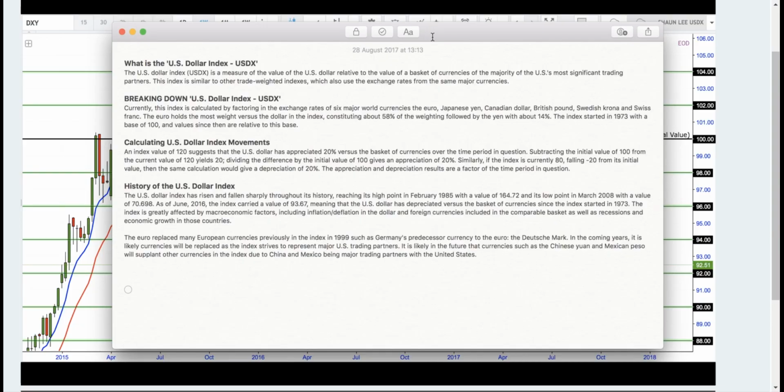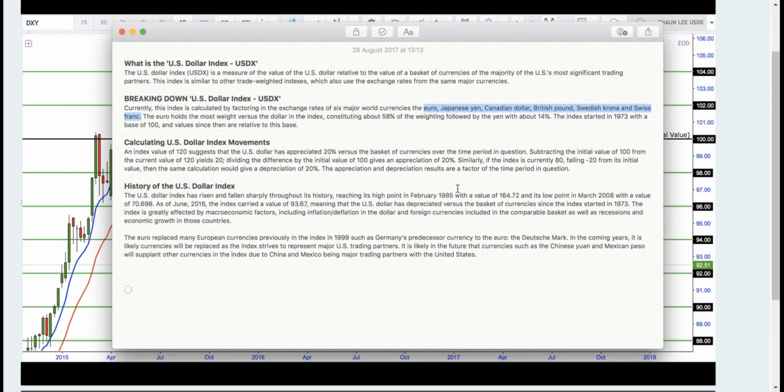The index is similar to other trade-weighted indexes. So you can even get a pound index, a yen index, and so forth, which also use the exchange rates from the same major currencies. Now, breaking down the dollar index, currently this index is calculated by factoring in the exchange rates of 6 major world currencies. 6 currencies overall, guys. So we have the euro, the yen, Canadian dollar, British pound, Swedish krona, and then the Swiss franc as well. So it's measured against these 6 currencies.